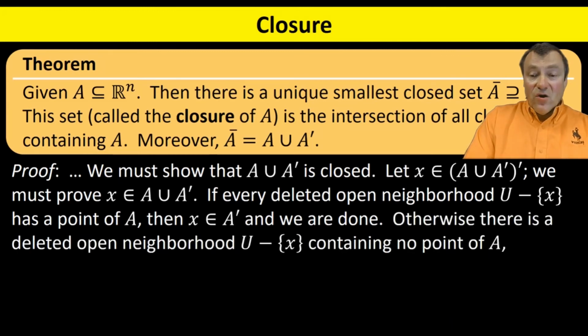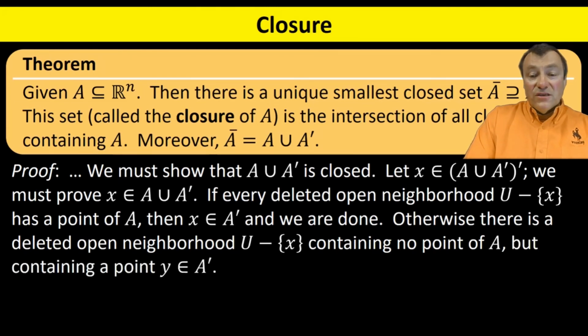Well, if that doesn't hold, then there is some deleted open neighborhood U take away X containing no point of A. But of course, this open neighborhood has to contain a point of A union A prime, since X is a limit point of A union A prime. So then, U take away X would have to contain no point of A, but it must contain a point Y in A prime.